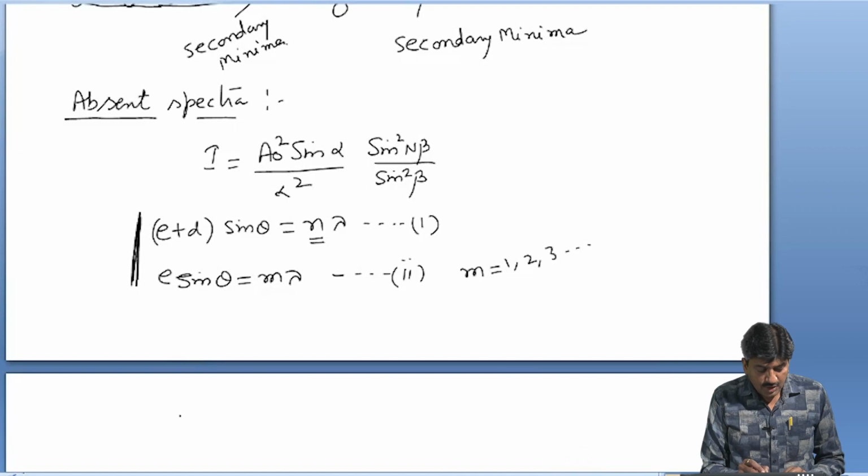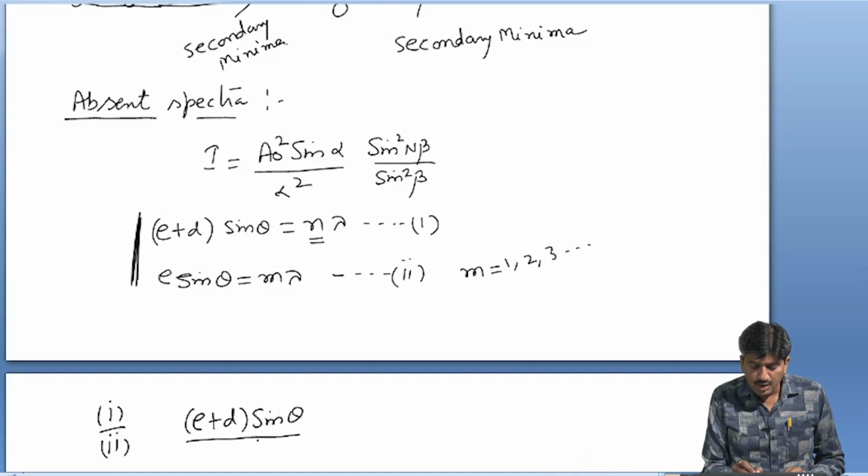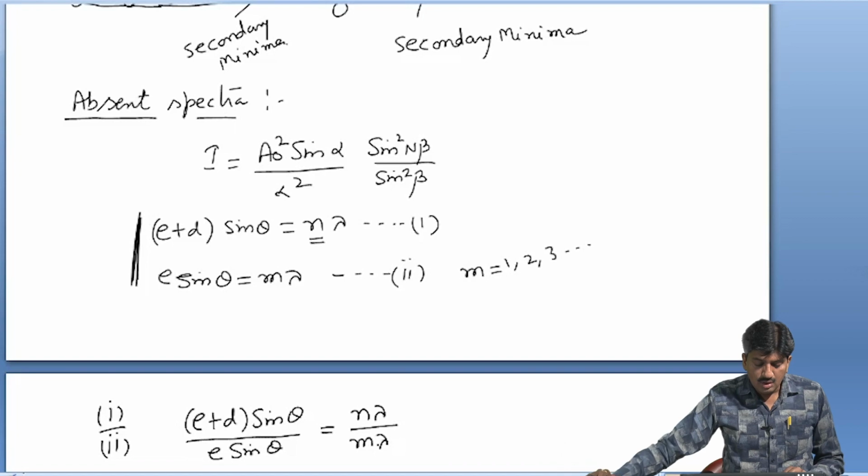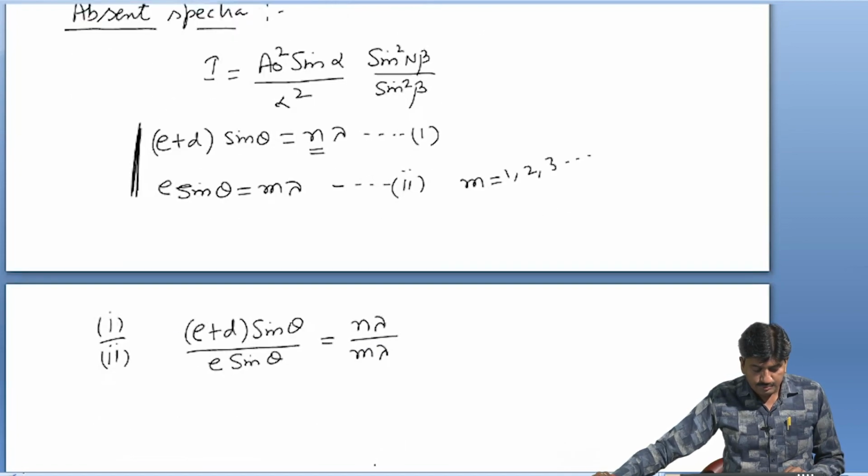And suppose we divide equation number 1 by 2, it becomes (e + d) sin theta upon e sin theta equal to n lambda upon m lambda, and we can calculate it.